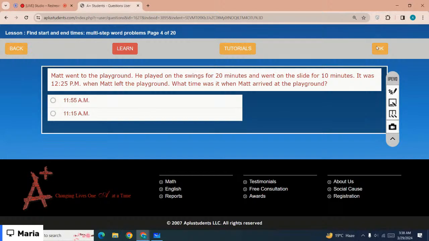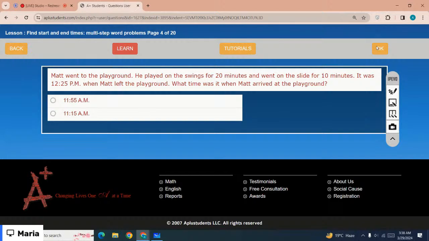Matt went to the playground. He played on the swings for 20 minutes and went to the slide for 10 minutes. It was 12:25 p.m. when Matt left the playground. What time was it when Matt arrived at the playground? So which is the correct option?